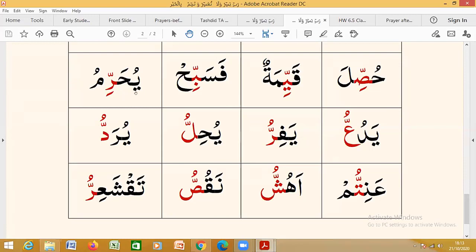Let's carry on. Yuharrimu. Excellent. So over here, this is the mushaddad letter, and you're joining the ha to the mushaddad letter. So yuharrimu. Excellent. Well done. Really nicely read.